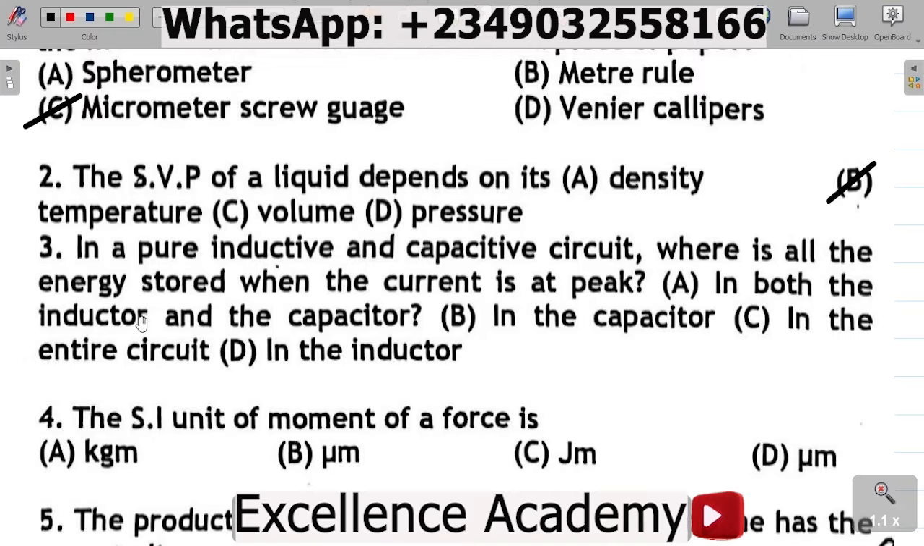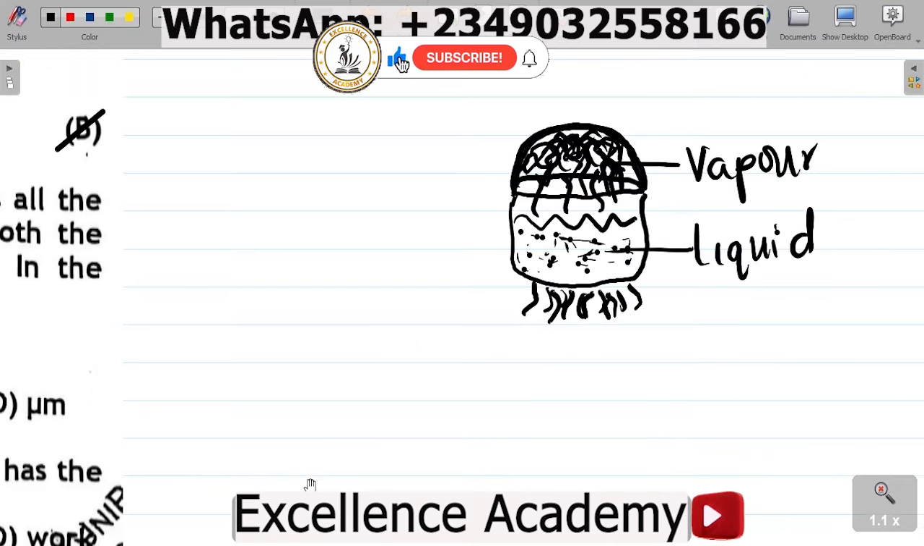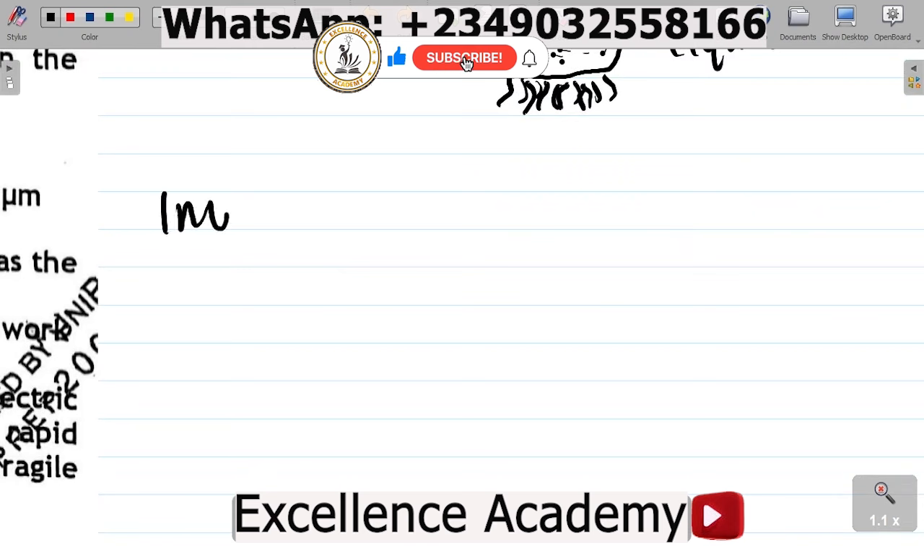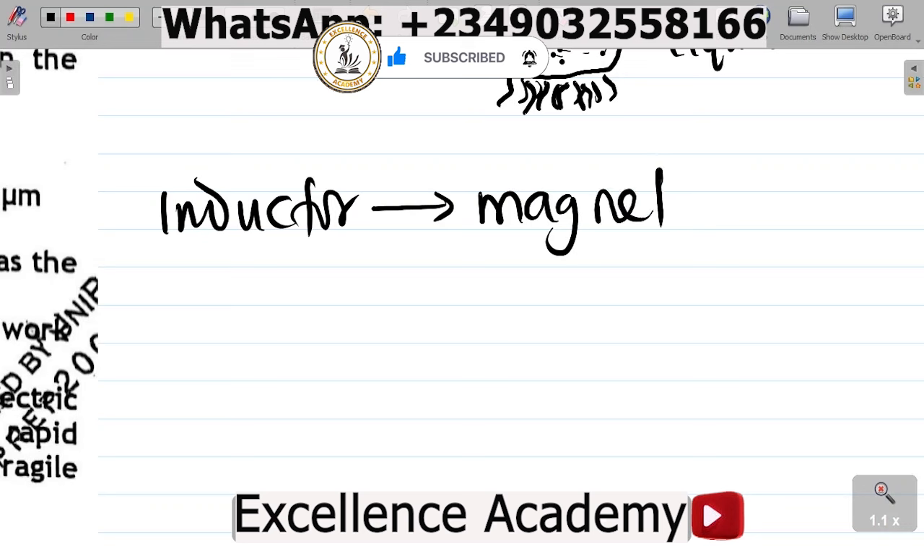Now, how do you answer this question? They mentioned two things here. They said inductive and capacitive circuits. An inductive circuit, as you have here, is simply a circuit that contains an inductor. A capacitive circuit is simply a circuit that contains a capacitor. Now, having noted that you have an inductor and a capacitor, you should note that an inductor stores energy in a magnetic field. All right, take note. An inductor stores energy in a magnetic field.